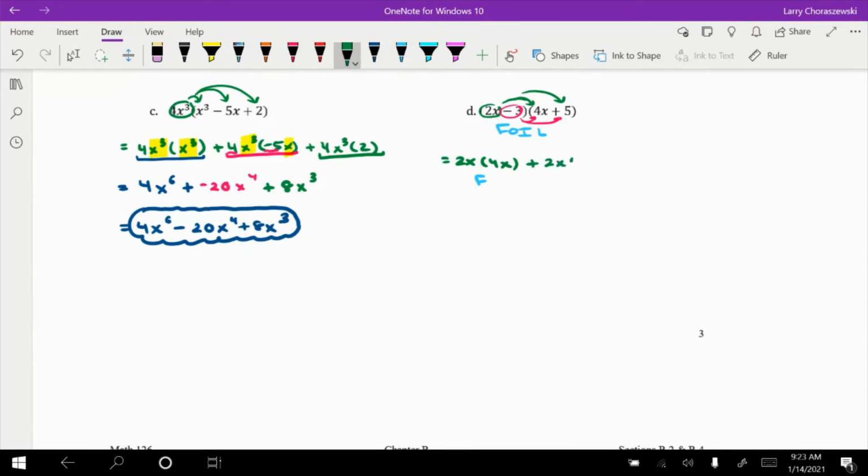Then we add 2x times 5. That would represent the O part. Since visually speaking, 2x and 5 are kind of like the outside terms of the expression. And then to that we'll add negative 3 times 4x. That would be the I part of FOIL, since negative 3 and 4x, visually speaking, are kind of like the inside terms. And to that, we'll add negative 3 times 5, which represents the L part of FOIL, since negative 3 and 5 are the last term in each set of parentheses.